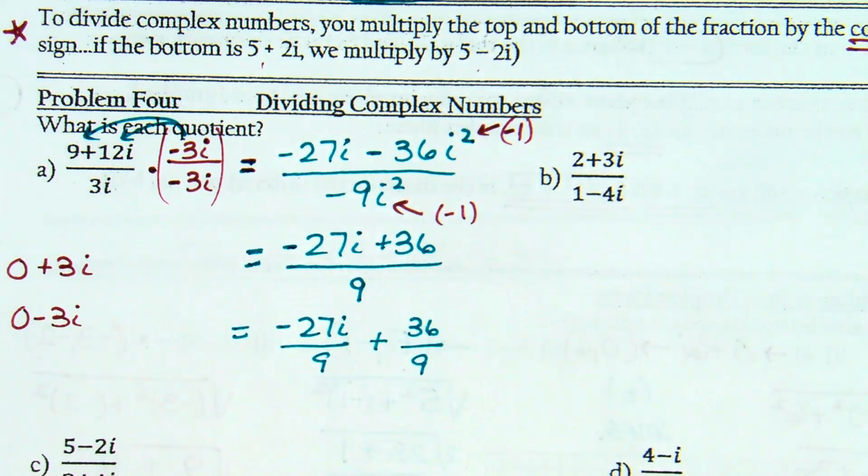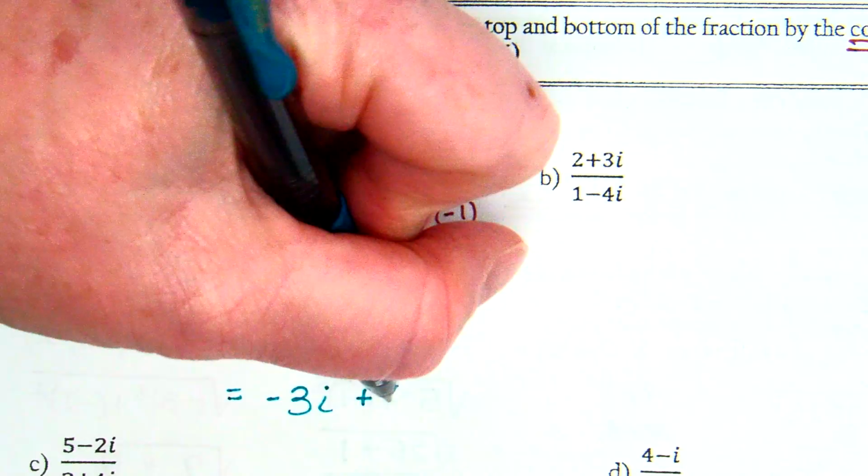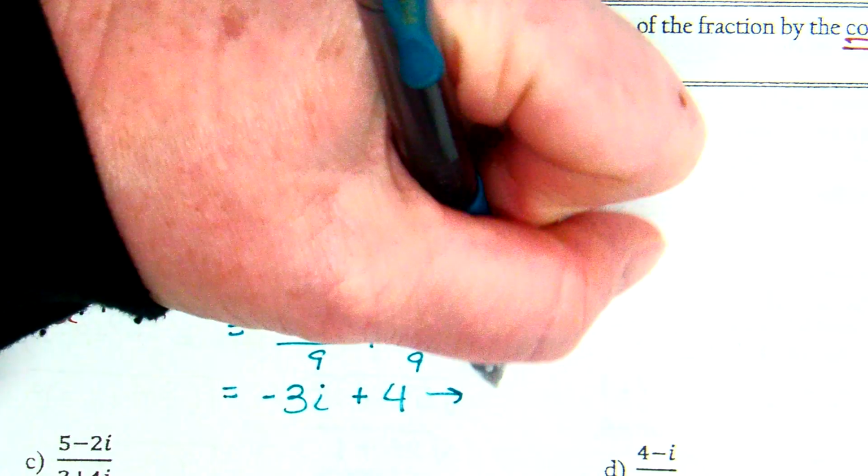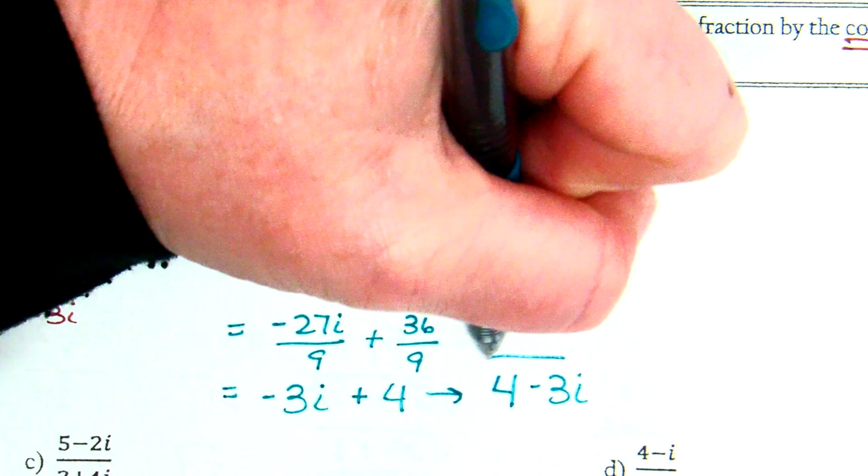What is negative 27i divided by 9? Negative 3i plus 36 divided by 9? 4. Am I done? Well, I mean, you can flip it. Okay. So if you want to get technical, am I in A plus BI form? No, we're in BI plus A. So if you reverse this, it becomes positive 4 minus 3i.